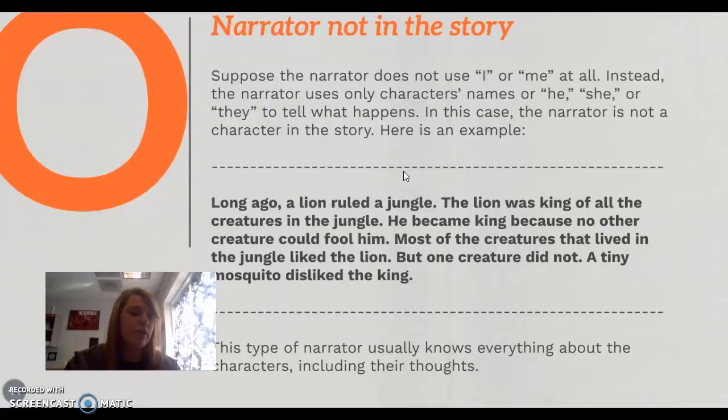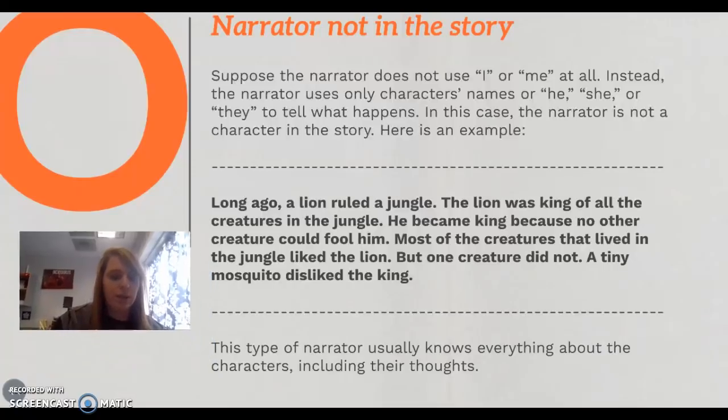So they're not actually involved in the story. They're kind of standing outside and telling what they're seeing. So the example says, "Long ago, a lion ruled a jungle. The lion was king of all the creatures in the jungle. He became king because no other creature could fool him. Most of the creatures that lived in the jungle liked the lion, but one creature did not. A tiny mosquito disliked the king."